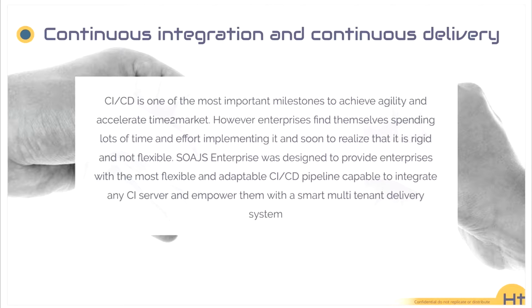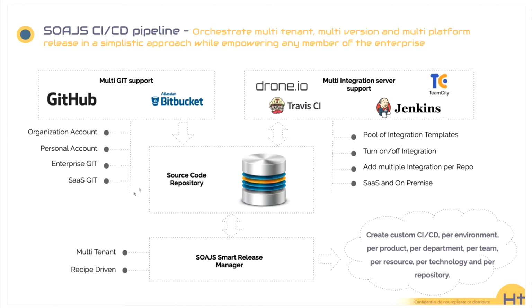Let me explain this further. Start by linking your source code. You can turn on your repositories from any Git server or SaaS Git account. You can then turn on one or more integration servers like Drone, Travis, Jenkins, or TeamCity. It can be SaaS or on-premise. Also, with a click of a button, SOAJS Enterprise will install an integration server as a local integration server within your environment.